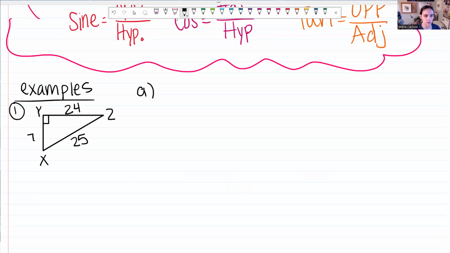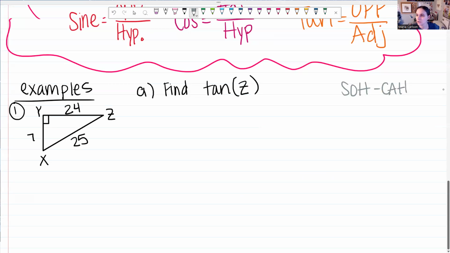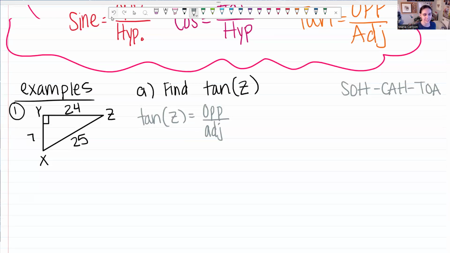First, part A, we're going to find tangent of Z. And I'm going to write my Z with a little mark through it so it doesn't look like a 2. Now, even though it's right above, the acronym is SOHCAHTOA. So if I want to find the tangent of Z, it is going to be equal to the opposite over the adjacent, looking at the TOA piece for tangent.